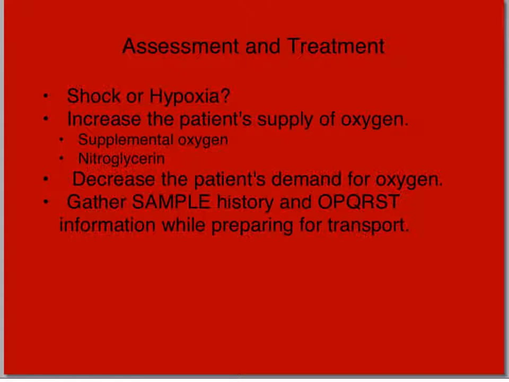So to recap, chest pain patients, our main focus is to assess them for shock or hypoxia, treat them by increasing their supply of oxygen, either through supplemental oxygen that we bring or nitroglycerin that they bring, and at the same time decrease their demand for oxygen, lower their stress levels, find all the things that we do that may add to their stress. Let's certainly not have them up walking around. We gather SAMPLE history, OPQRST, while we're doing all this and while we're preparing for transport. In almost every case, these patients will need to receive ALS assessment and transport to an ER.